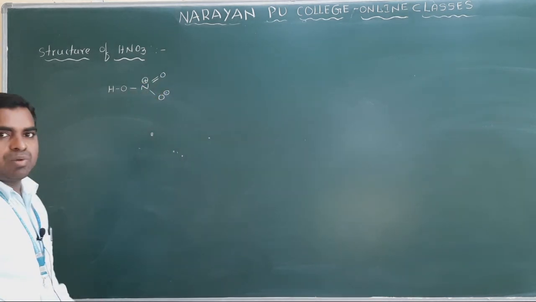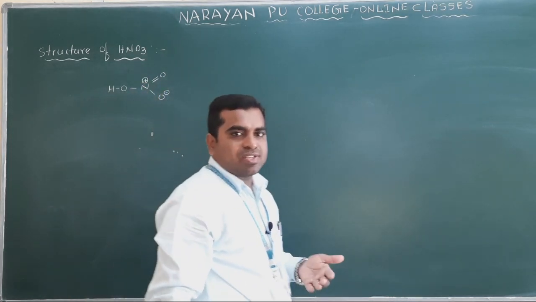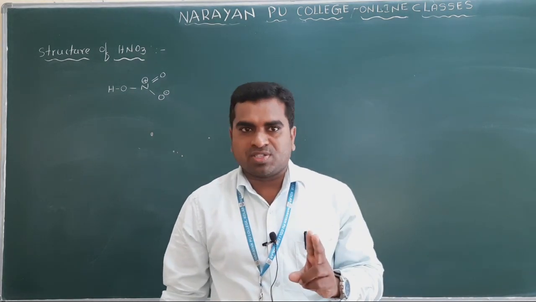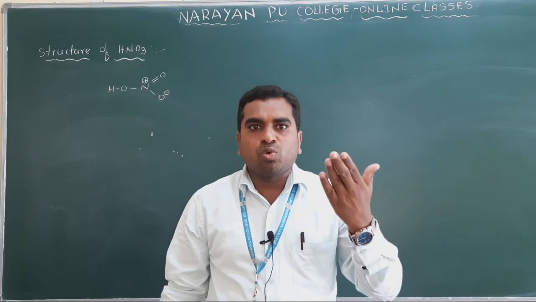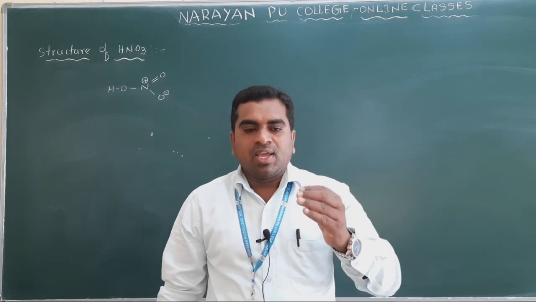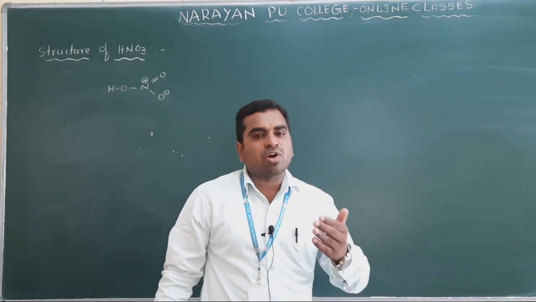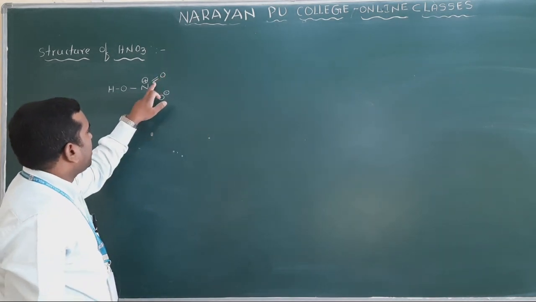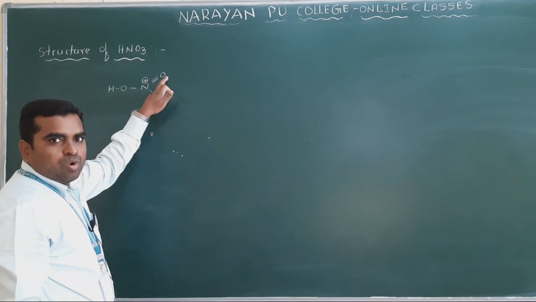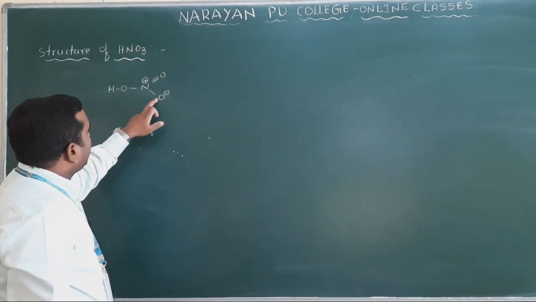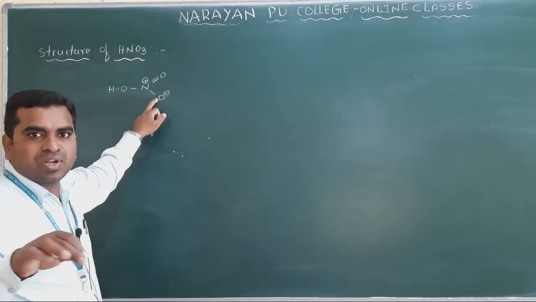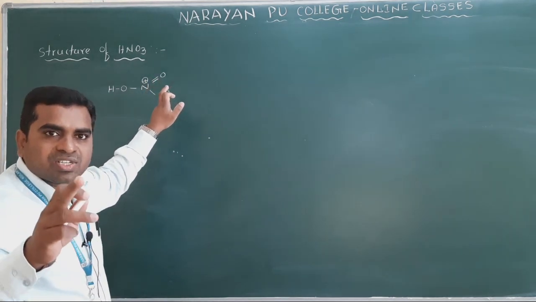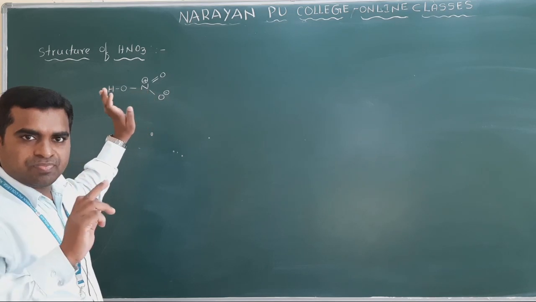If nitrogen is forming more than 3 bonds, nitrogen has to get a positive charge. Oxygen has to form how many bonds here? 2 bonds. If oxygen forms more than 2 bonds, oxygen acquires a positive charge. If oxygen forms less than 2 bonds, oxygen acquires a negative charge. Here oxygen is forming 2 bonds, so no charge. Oxygen is forming only 1 bond, so oxygen should get the negative charge.